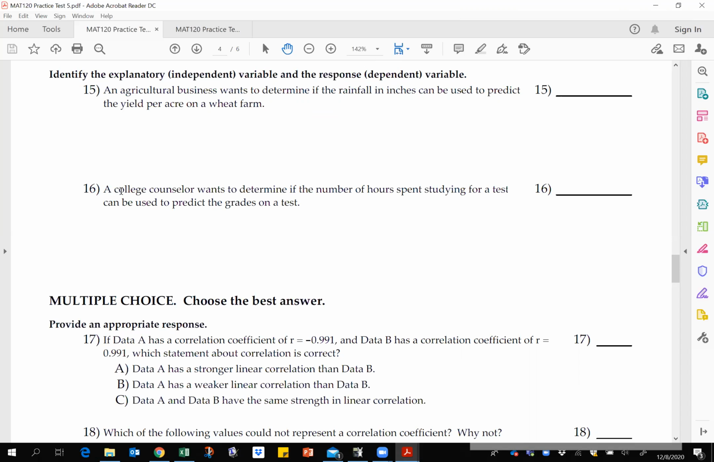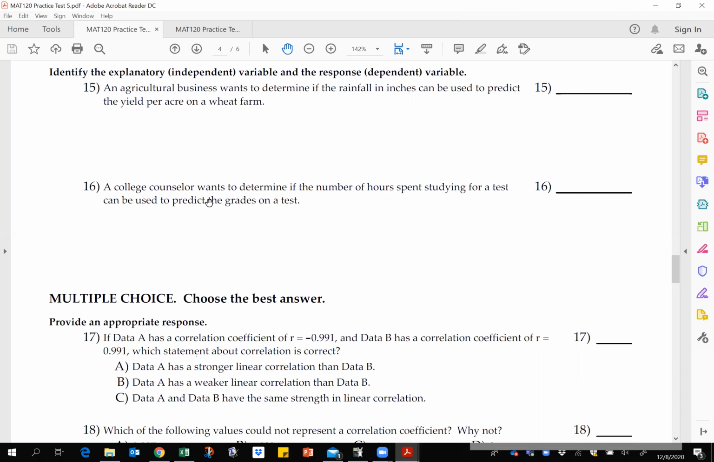For the next one, it says determine whether the number of hours spent studying for a test can be used to predict the grade on the test. Here, the independent variable would be the hours spent studying. So that's independent. And then the thing that would depend on that would be your test grade. So the grade on the test would be the dependent variable.